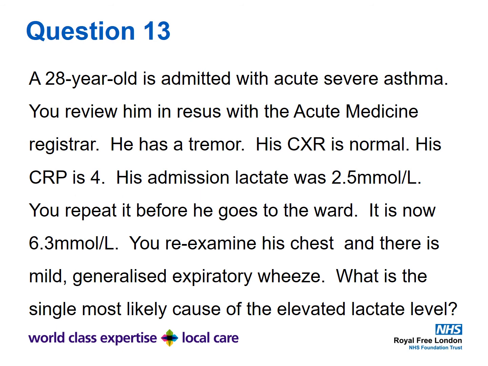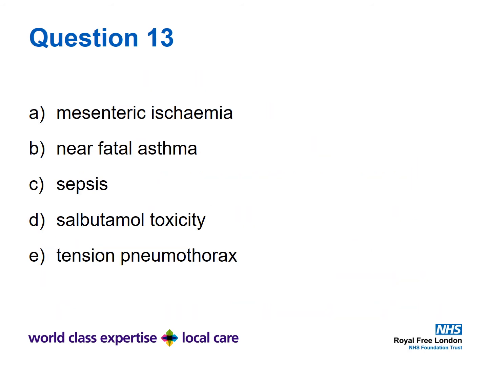Question 13. A 28-year-old is admitted with acute severe asthma. You review him in resus with the acute medicine registrar. He has a tremor. His chest x-ray is normal. His CRP is 4. His admission lactate was 2.5 millimoles per litre. You repeat it before he goes to the ward. It is now 6.3 millimoles per litre. You re-examine his chest and there is a mild generalised expiratory wheeze. What is the single most likely cause of the elevated lactate level?